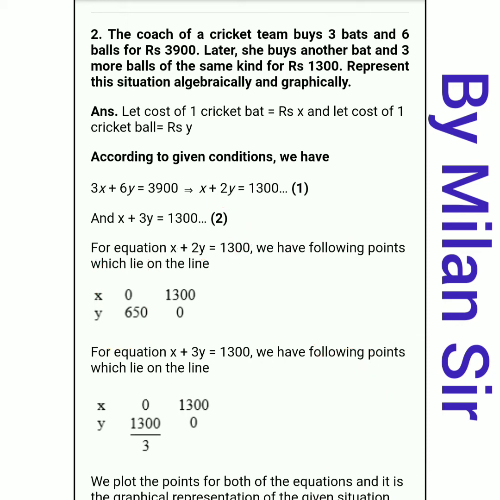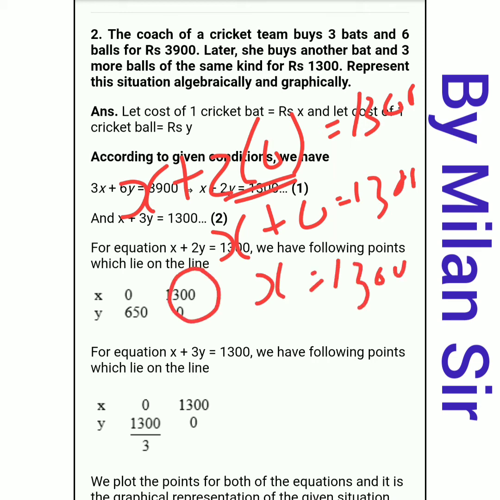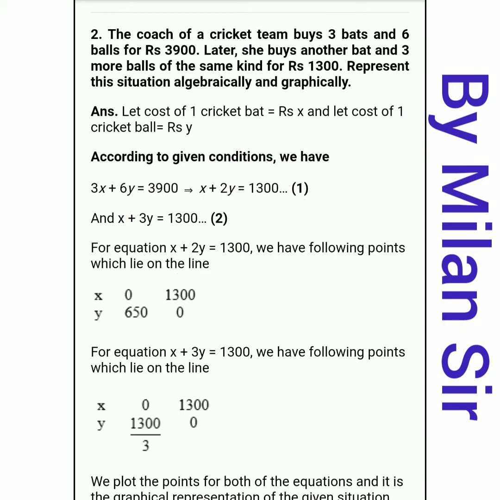Now for the second point, put y equal to 0. So x plus 2 times 0 is 1300. Here 2 into 0 is 0, so x is equal to 1300, right? So this is the coordinate of the second point. Our 2 points are ready, and we can draw a line using these 2 points. Now the second equation. We can also find 3 points and take any point, but here we go with the intersection points. So the second line is x plus 3y is equal to 1300, right?